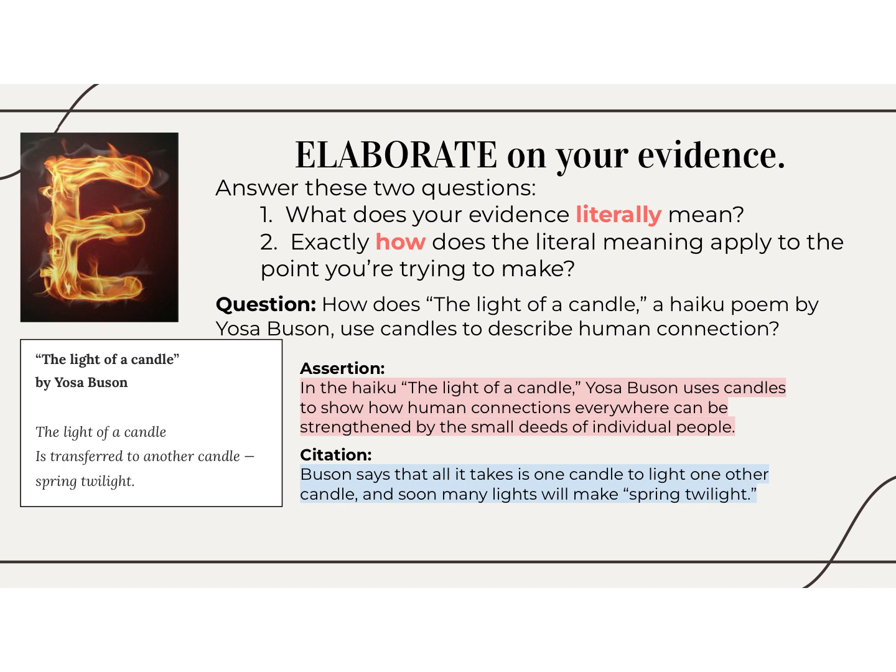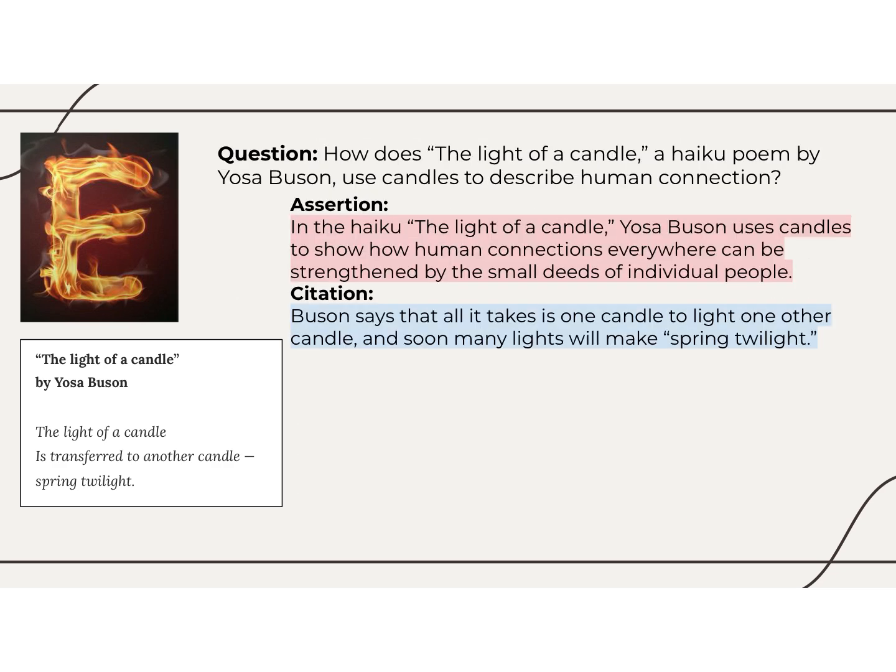And then for our citation, we said, Buson says that all it takes is one candle to light one other candle, and soon many lights will make spring twilight. Okay, so this is all work that we've already done, and I'm just going to make a little bit of room on our slide here so that we can add our new work. Okay, there we go. There's our question, our assertion, and our citation.